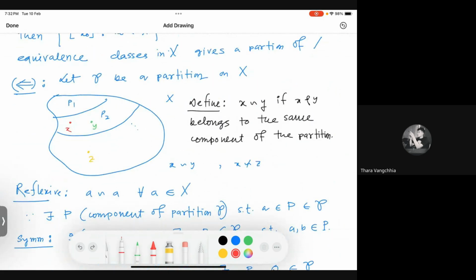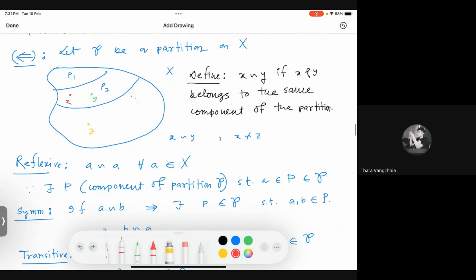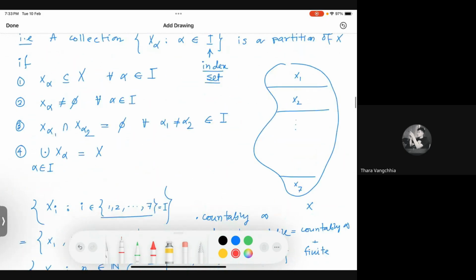Now for the reverse part, if you have a partition, now you have to define an equivalence relation. So what is the equivalence relation? I am defining the relation like this: x is related to y if x and y belong to the same component of the partition. Is it understandable? Is it clear? See, partition means the collection of subsets which satisfies the four postulates. These four postulates, right?